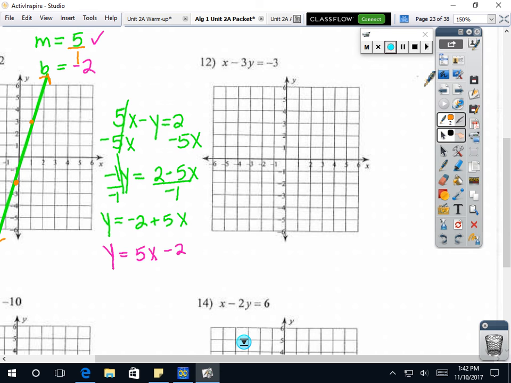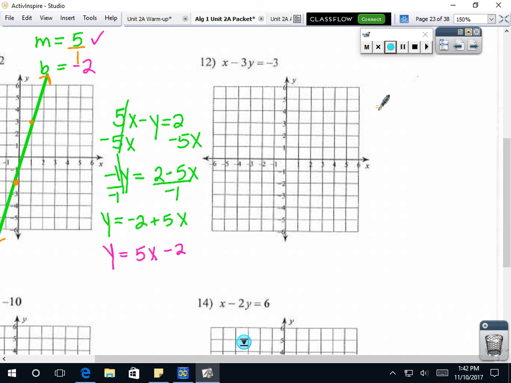Okay, number 12. Number 12. X minus 3y equals negative 3. This time, to get y by itself, what do I do? Subtract x. The x is positive, so we subtracted to cancel it. Those cancel, leaving negative 3y.